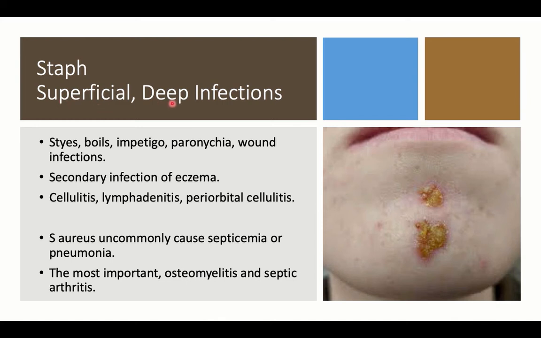So superficial and deep infections can occur with staph. Superficial like styes, boils, impetigo. This is impetigo, which is characterized by its yellowish crust, a common infection in the pediatric age group, caused most commonly by either staphylococci or group A streptococci. That can be mild, or more severe, even bullous, requiring systemic antibiotics.